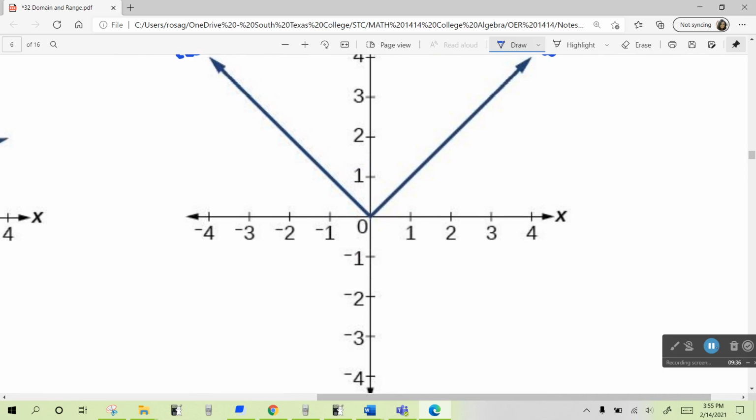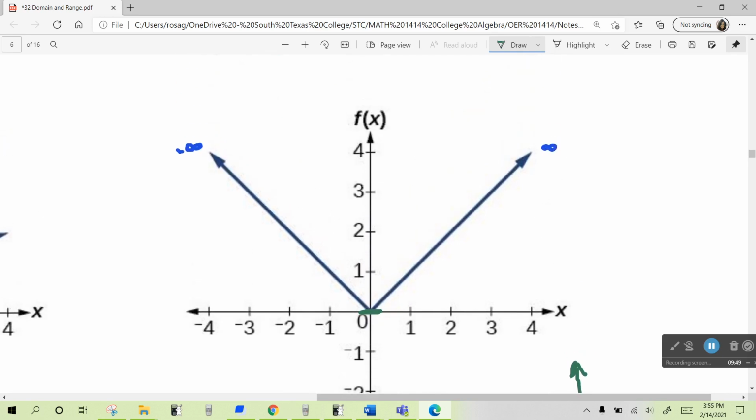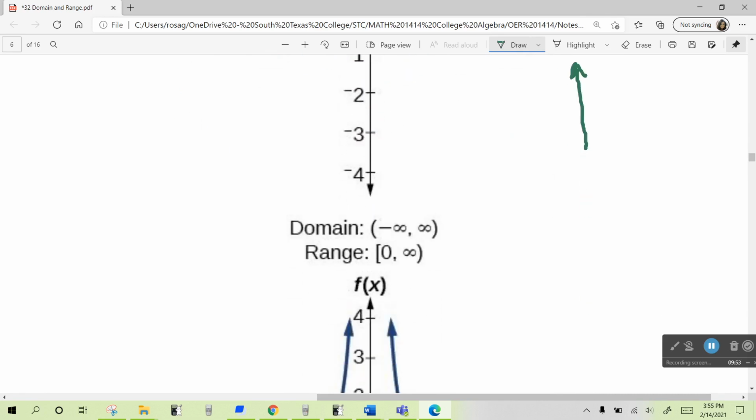Now, when you're doing the y's or the range, where does the graph start on the y values? From the bottom to the top, right? Where does it start? It starts right here, so it starts at the 0 mark. And where does it end? Well, there are arrows, which means it extends forever. So then the range would be from 0 to infinity. You always put brackets on the numbers unless they give you an open circle.